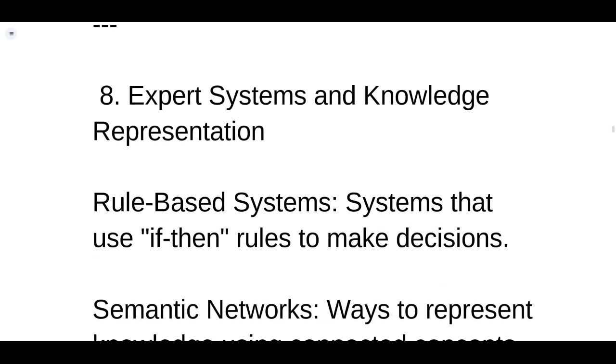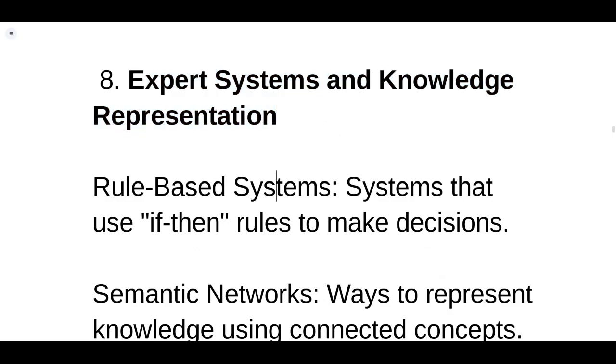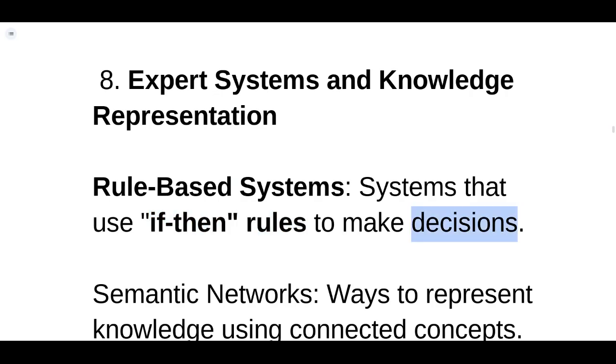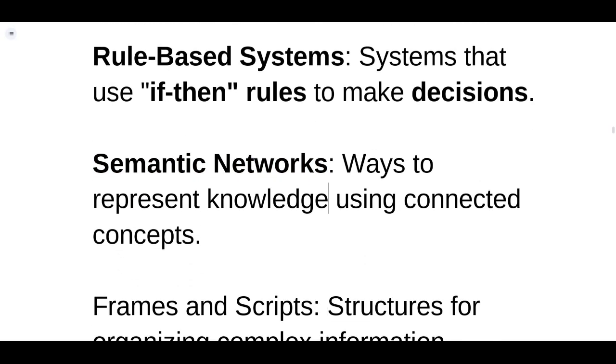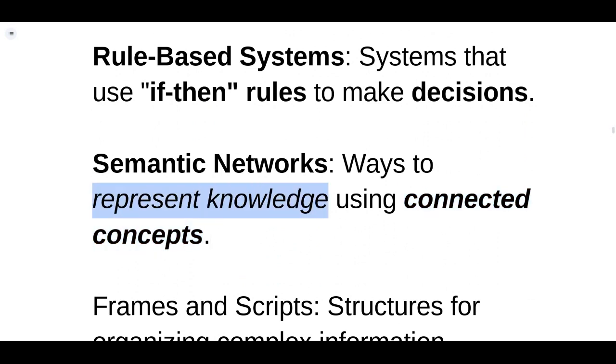So now the next part of the lecture, the overview of artificial intelligence, we come to expert systems and knowledge representation. In expert systems and knowledge representation, we have rule-based systems, systems that use if-then rules to make decisions. Now then there are semantic networks, these are ways to represent knowledge using connected concepts.